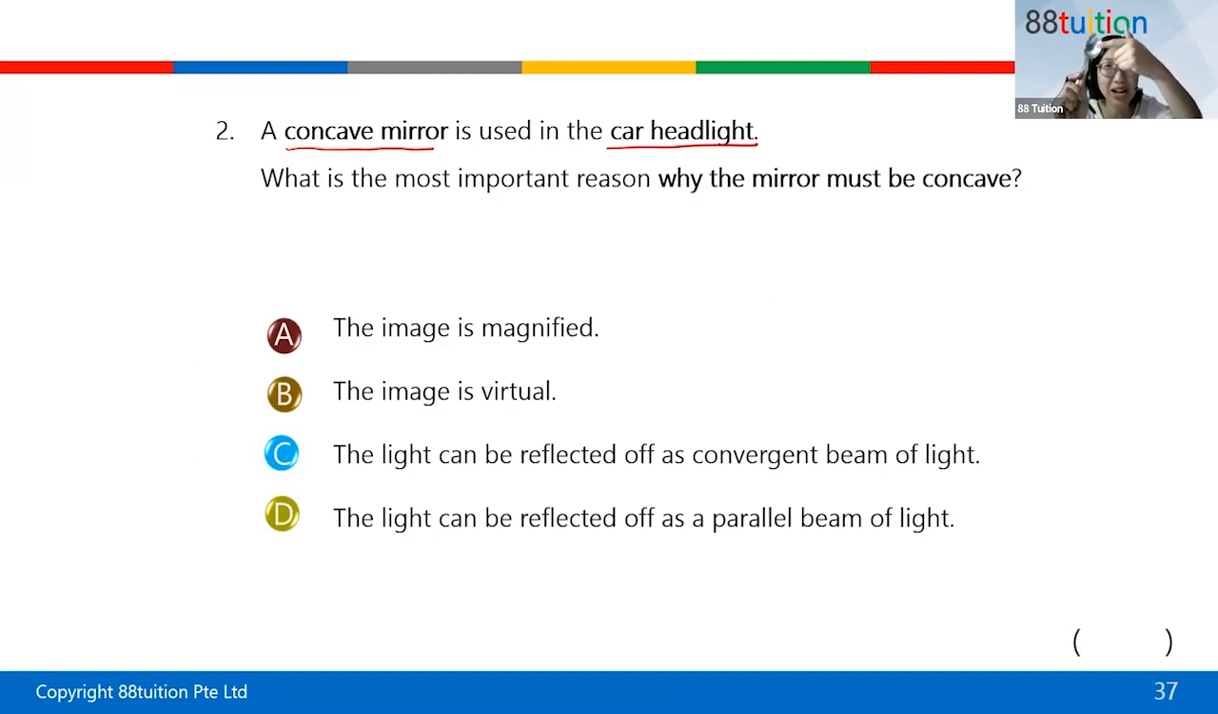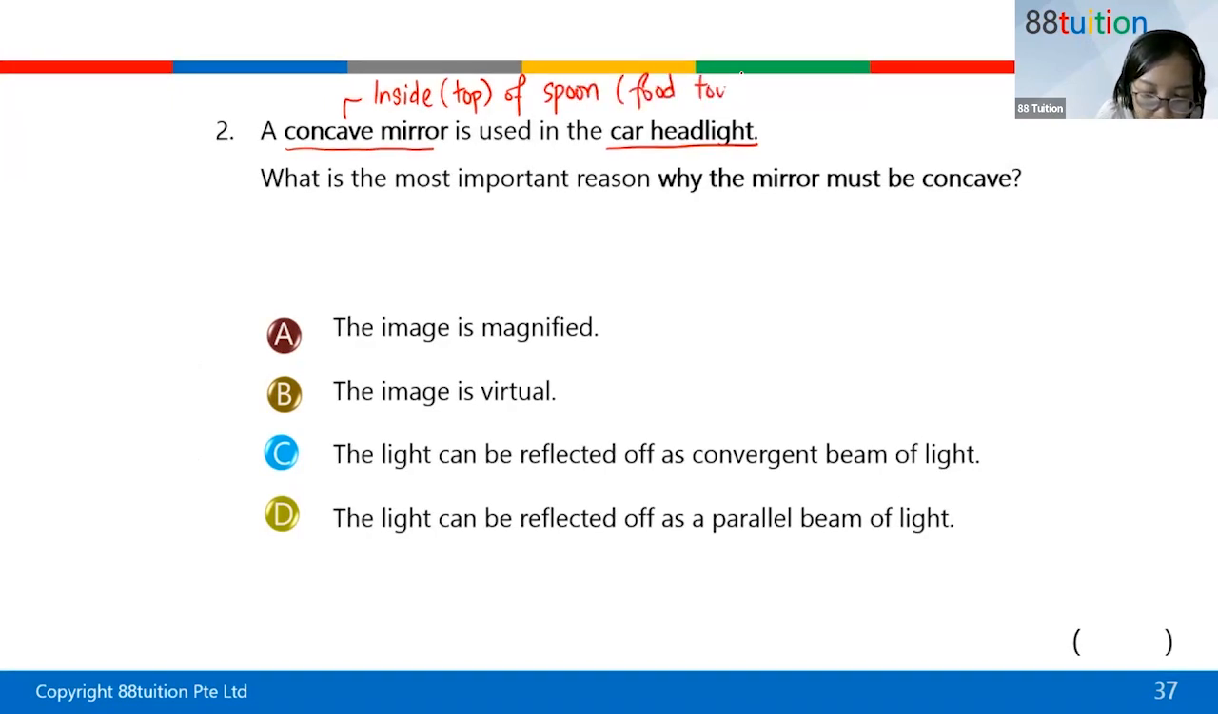Okay, can you type into the chat? Concave. Okay, good job, everyone. So concave will be inside of the spoon, or you can say the top of the spoon where the food is touching. Food touching one. So that's concave. You can tell yourself, food in a cave. It's just a memory aid. Food in a cave.